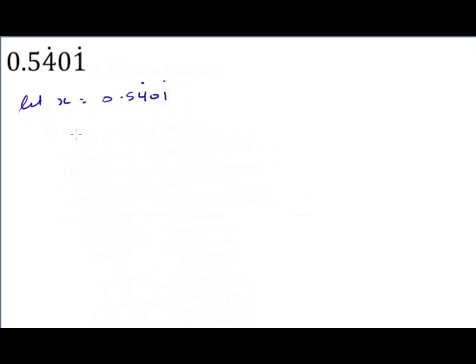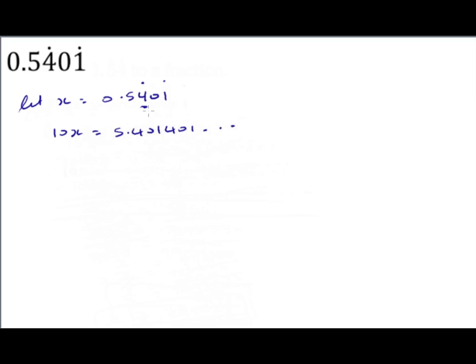Now remember, once we are converting a recurring decimal to a fraction, we need the decimal point to be immediately before the first recurring digit and immediately after the last recurring digit. Now in this case, the first recurring digit is 4, so we need a decimal point immediately in front of the 4, which would be right here. Now to get that, we need to multiply this entire equation here by 10. So let's go ahead and do that. 10x is equal to 5.401. And as you know, the 401 is reoccurring.